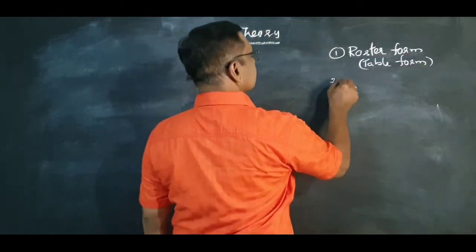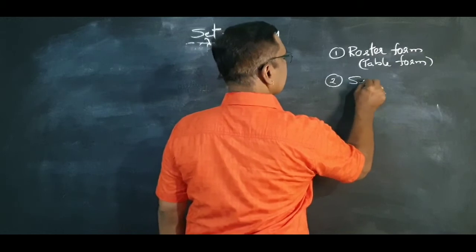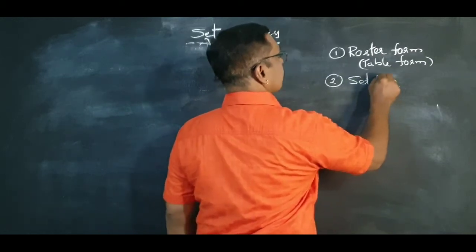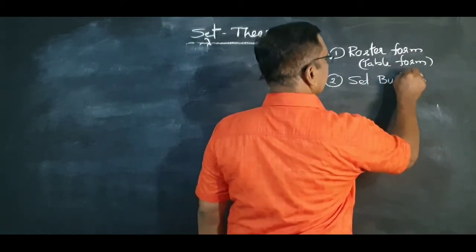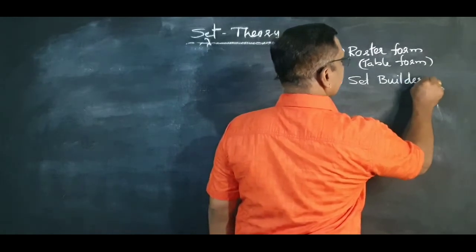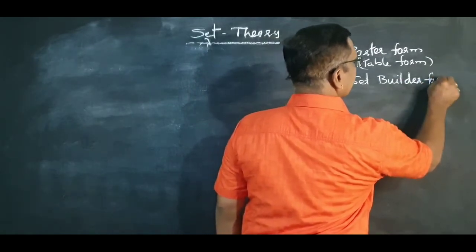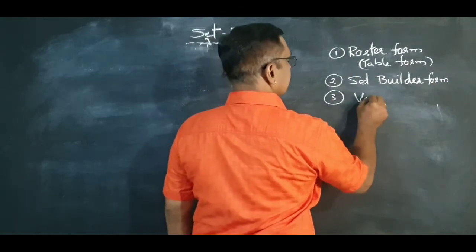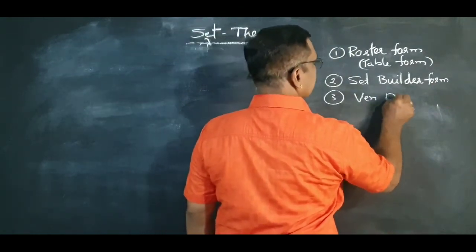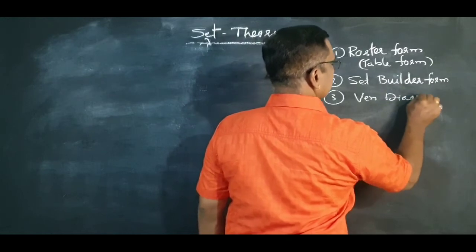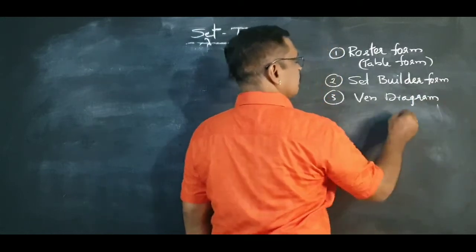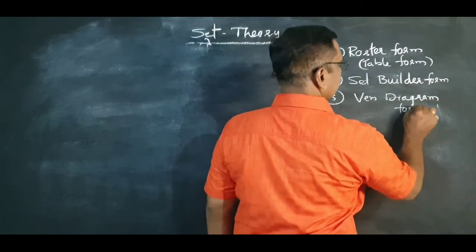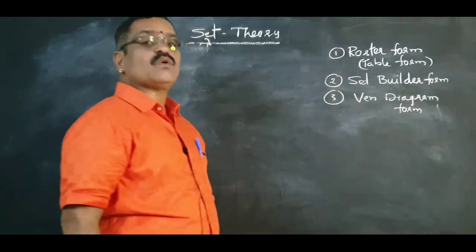Second one is set builder form. And third one is Venn diagram form. So let me explain one by one.